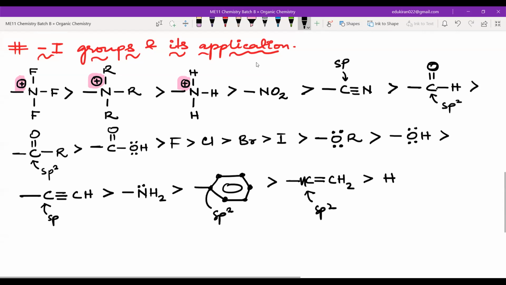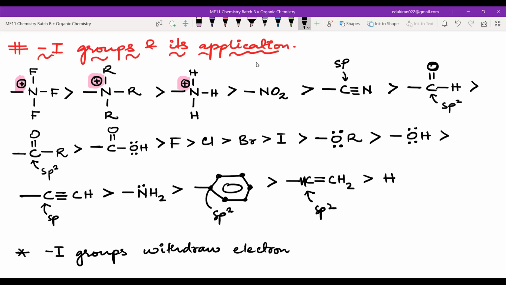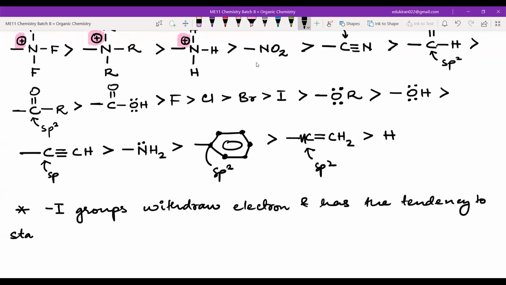One application that you can all write up front is that the minus I groups withdraw electrons and have the tendency to stabilize anionic species, right? Anionic species will have negative charges, and these minus I groups will delocalize and spread the negative charge over the complete compound. That is why the charge density has been decreased.